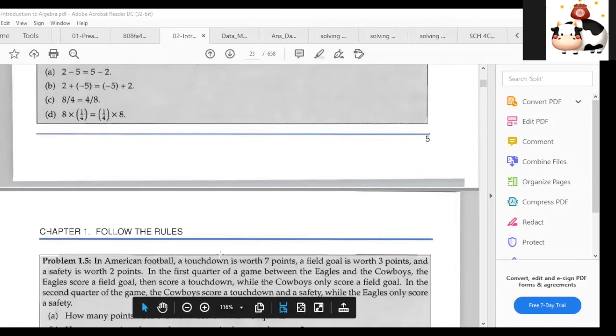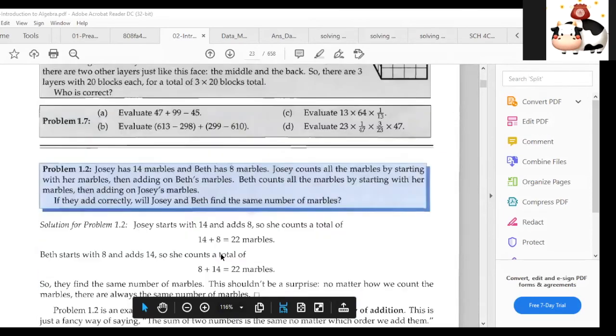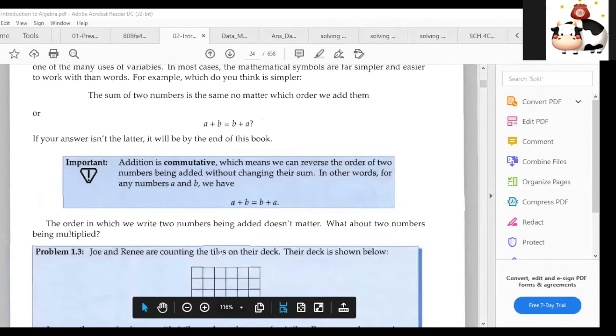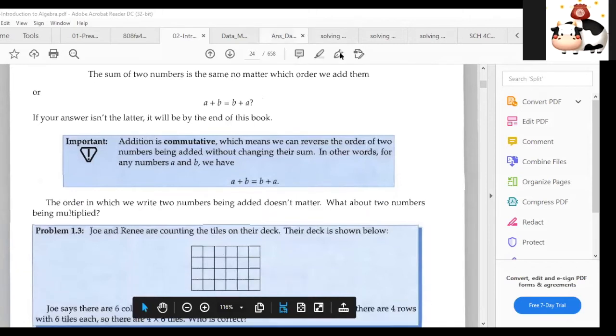Let me show you, where is this commutative property? It's on page 22, but I wanted to find you the official definition. There it is, right here, people. Let me show it to you.